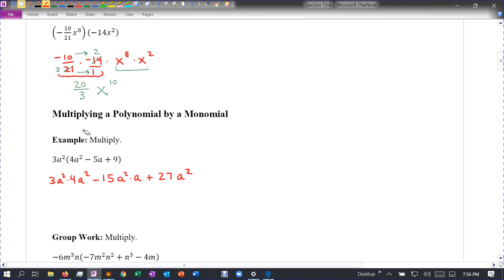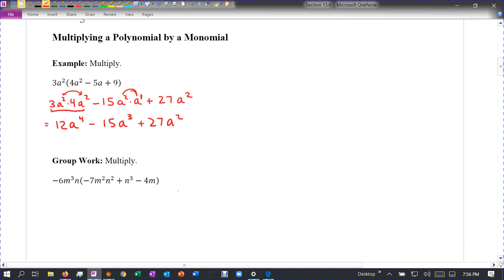All right, now let me just simplify this. This first term here I can put together as 12a to the 4th, so that's 3 times 4, and then I'm putting these two together by adding the exponents. And then minus, let's see, here I can put these two a's together, that'll be minus 15a to the 3rd. Remember the power on that a is 1. And then plus 27a squared. There's nothing to do there.